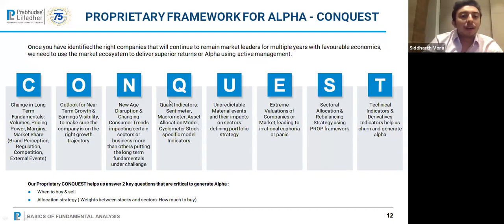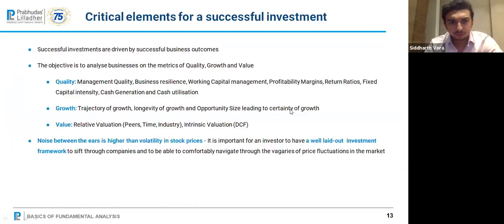Like this, you need to be aware of new age disruption, unpredictable material events, which after they've happened, you need to know how to act. Extreme valuations in companies, whether extremely cheap or extremely high, you need to use these extremes to make decisions.